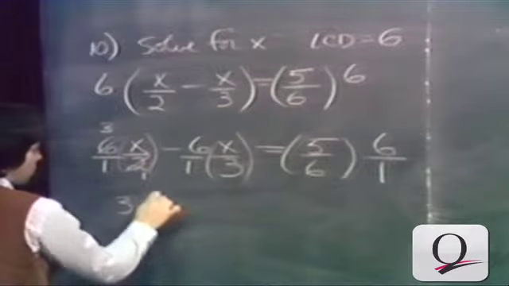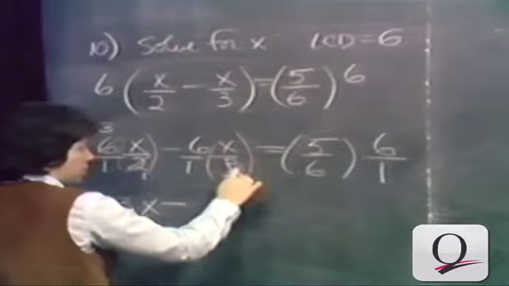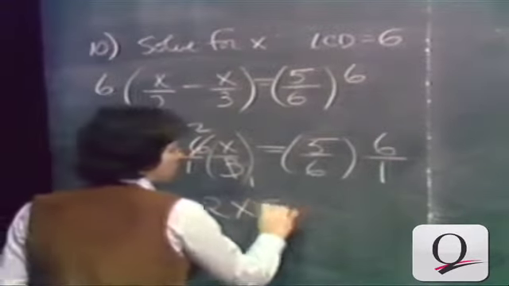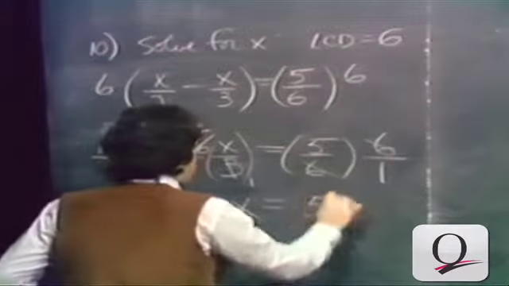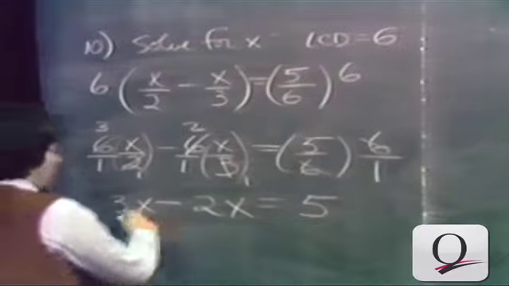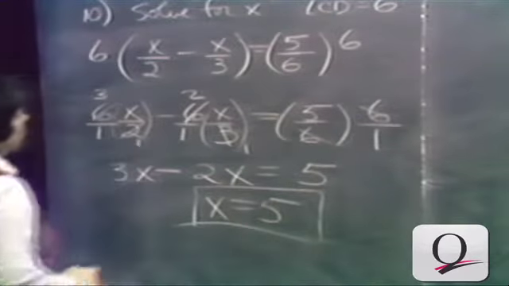So we have here 3x minus, now 3 divided by 3 is 1, 6 divided by 3 is 2, minus 2x equals, here the 6's cancel, 5. 3x minus 2x equals 5. x equals 5 as our answer.